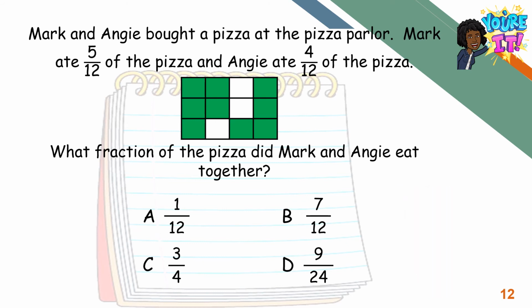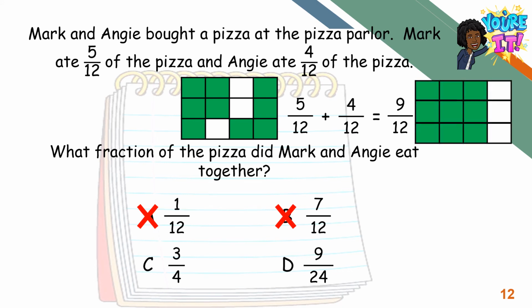When I added 5/12 and 4/12, I got 9/12. Since 9/12 is not on my answer choices, I know that means I'm looking for the simplest form or a fraction equivalent to 9/12. I can eliminate A and B because they have 12 as a denominator, so they can't be the answer. When I draw my own model of 9/12, I can see 4 columns. So if I take out the horizontal lines, I'm left with 3/4. Or I could just divide 9 and 12 by 3, and I would get the same answer. So my answer is C, 3/4.